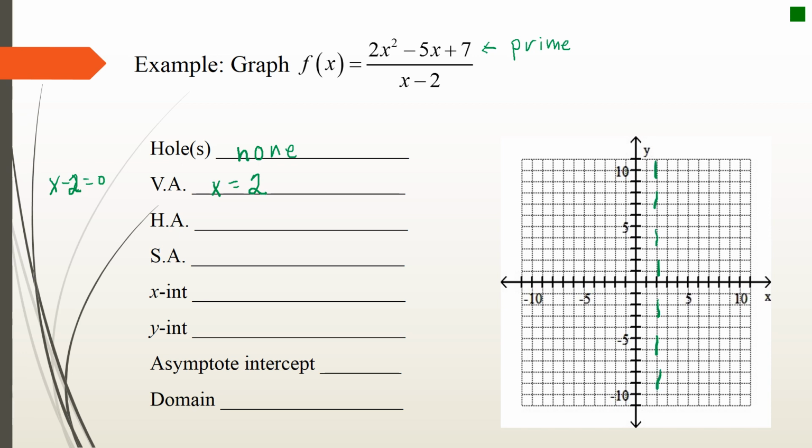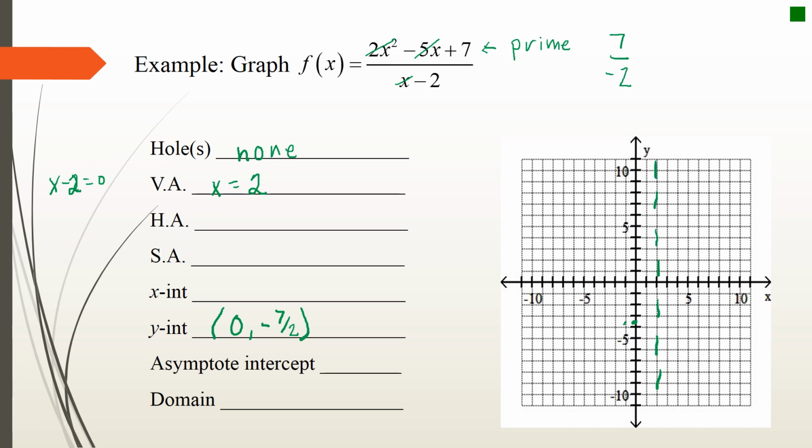My y-intercept is going to be when x is 0. So this term is 0, this term is 0, this term is 0, and I have 7 over -2. So it's going to be at 0, -7 halves. So at 0, -7 halves, about here. Oh, that's 0. There we go, about here.